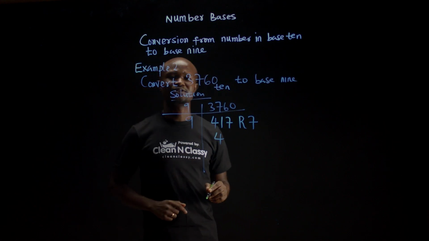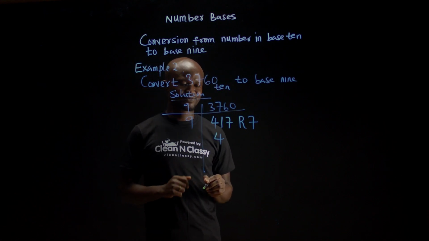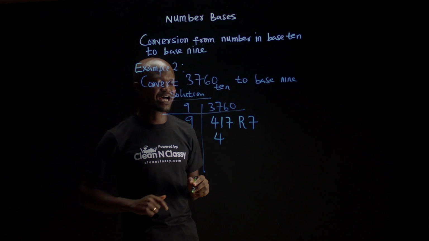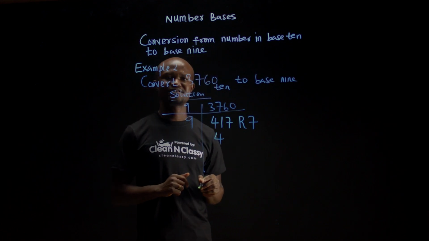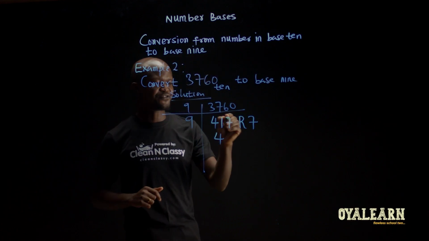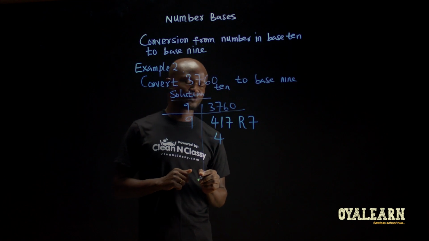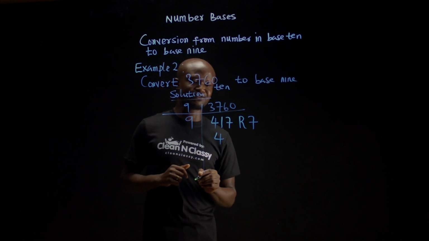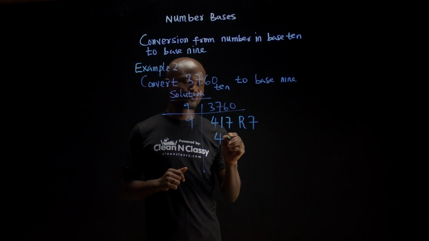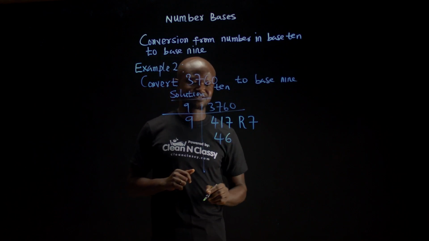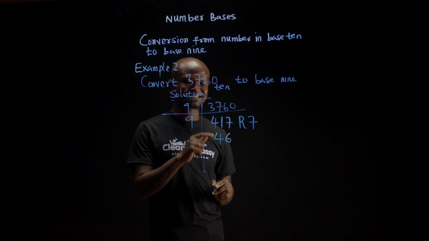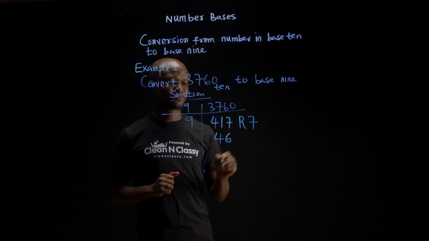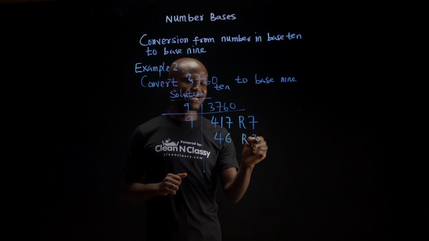9 times 4, 36. So take away 36 from 41. What will you have left? 5. Put the 5 in front of 7. You have 57. How many 9 will you see in 57? That is what? You are going to have 6, because 9 times 6 is 54. So that will be what? Remainder 3.